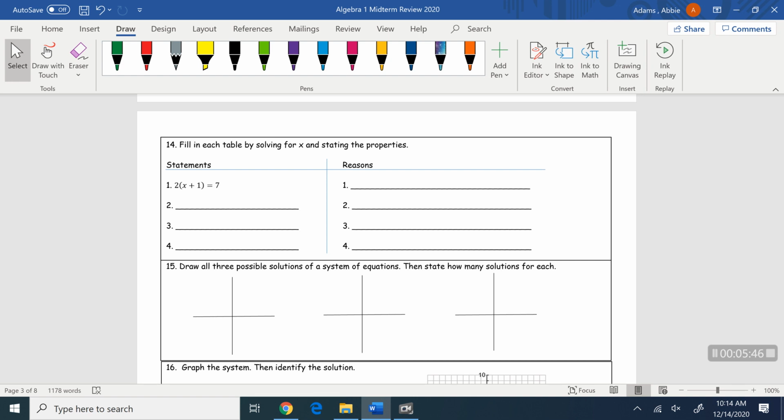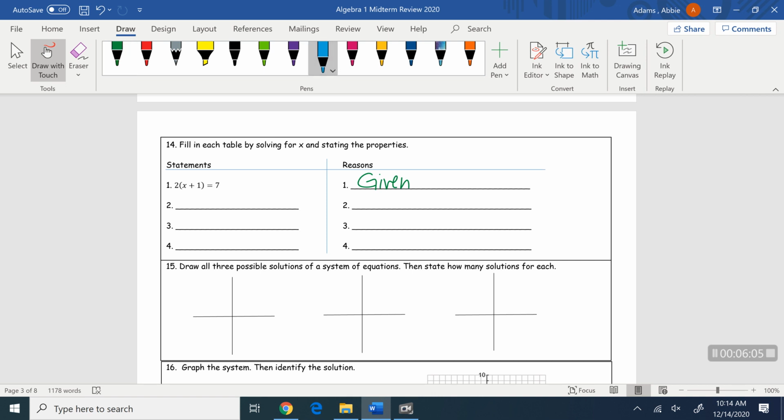So this is where our properties of equality come in. Remember, that means what we do to one side, we must do to the other side. So your first reason is always going to be given, because we are given this equation, 2 times x plus 1 is equal to 7.